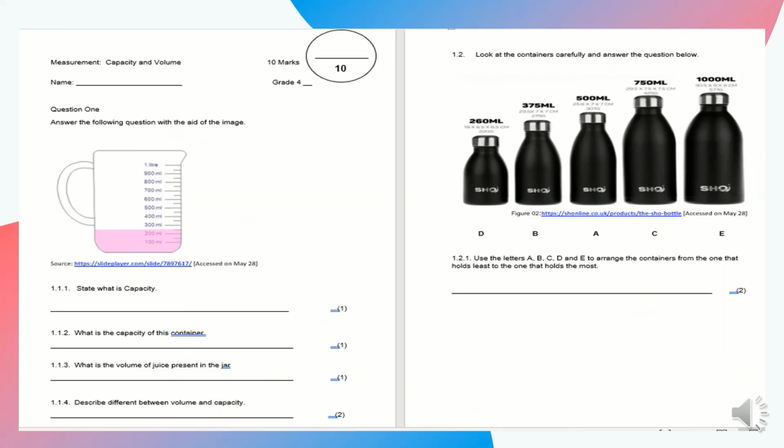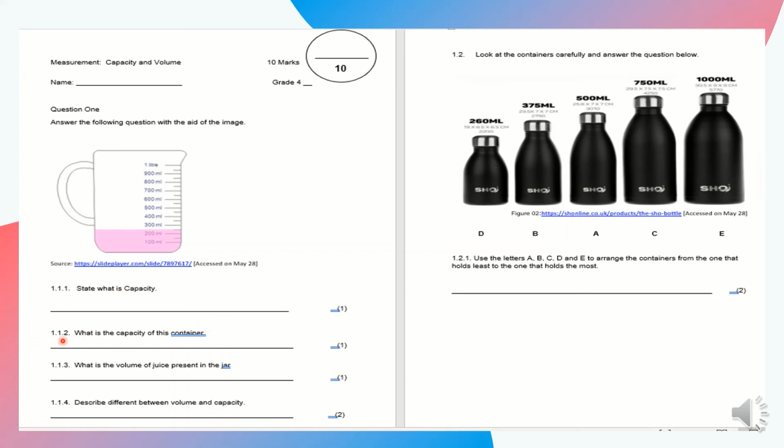Okay, let's look at our worksheets. First one, this is assessment for learning. Keep that in mind. Measures, capacity, and volume. Have to have the name, the grade, circle, everything. It has to look like an actual worksheet. As we said before, state what is. That's important because that's Bloom's understanding. What is, okay, now it's application.